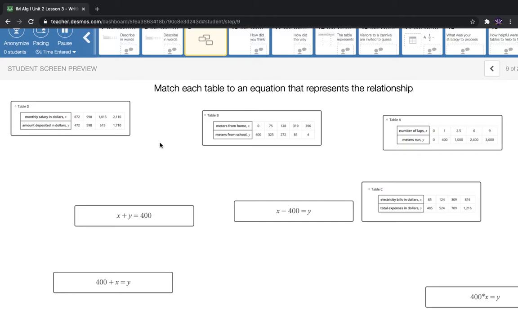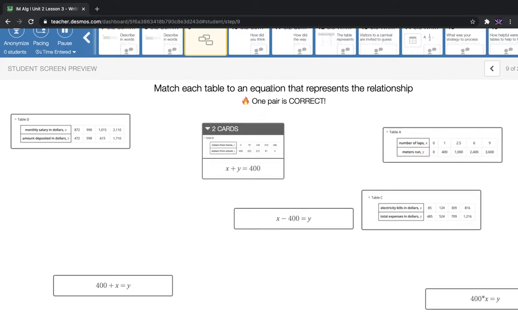Well, let's look. This one, no. This one I'm not going to add and get 400. Same with this one. So that has to be this one. Hey, we got it right. We're adding. Let's look here. This says 485 and then an 85, 524 and 124. We start to see that the difference is 400.